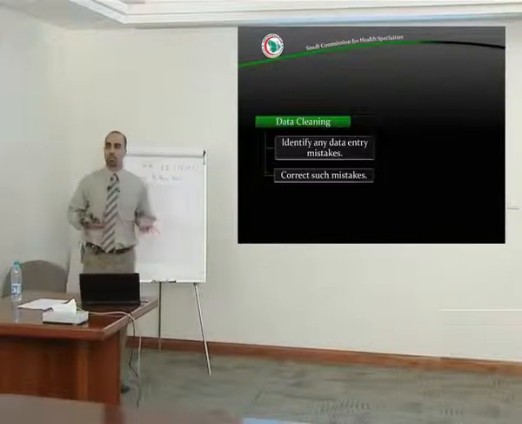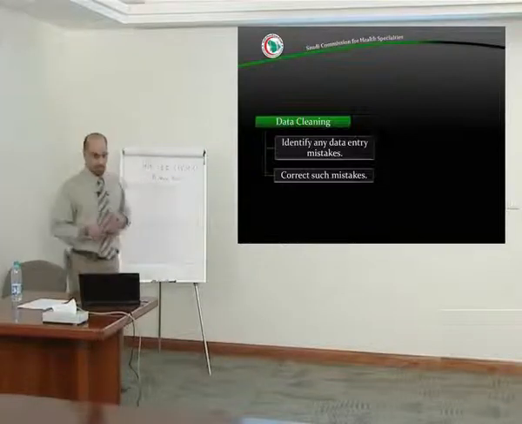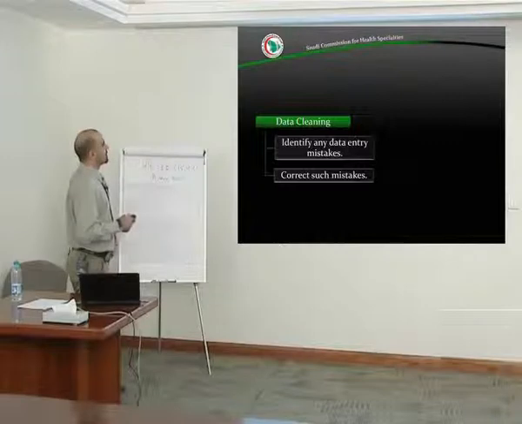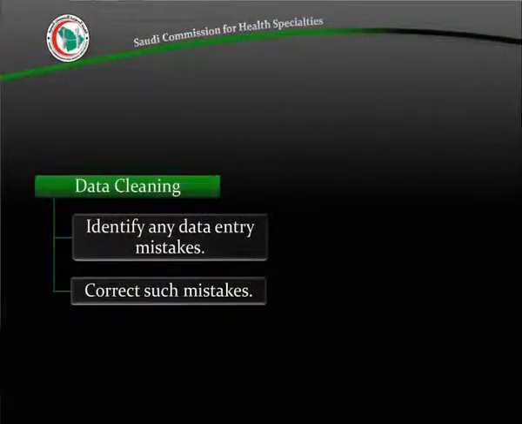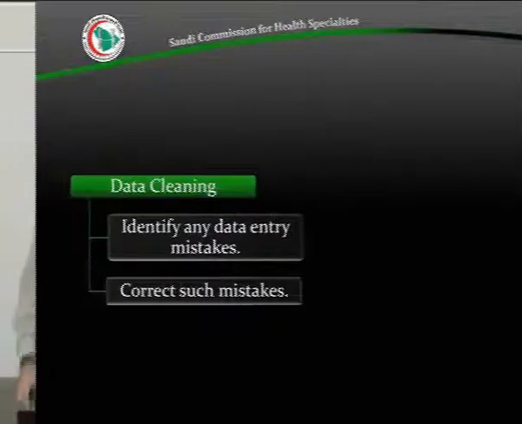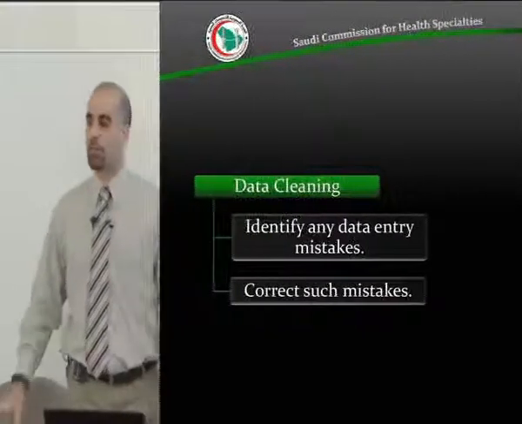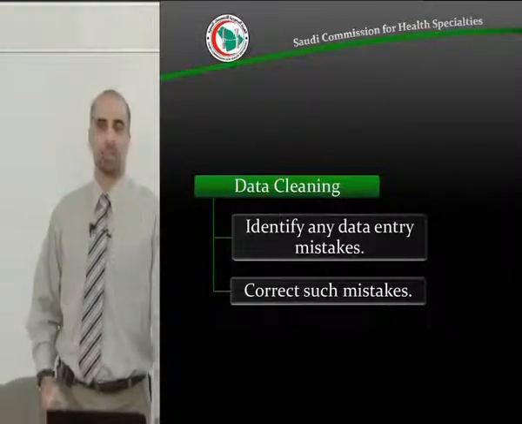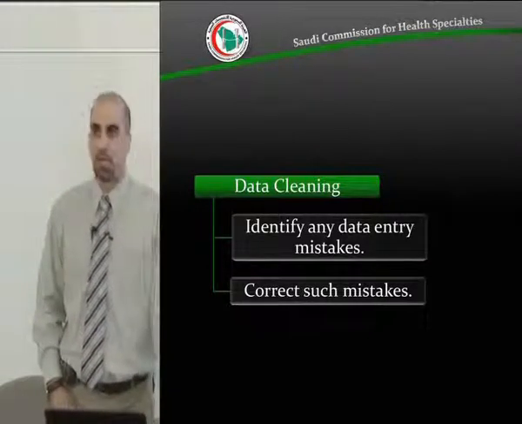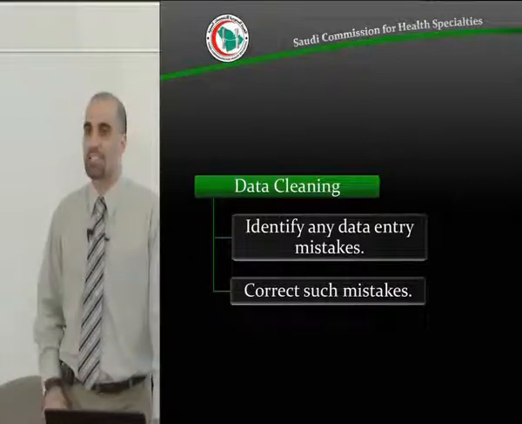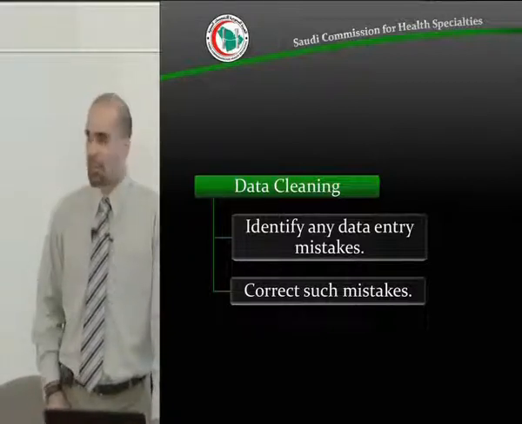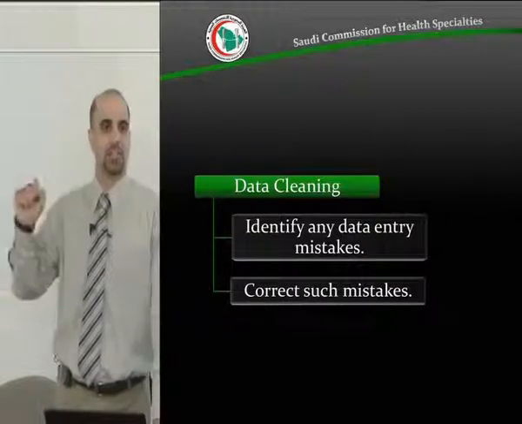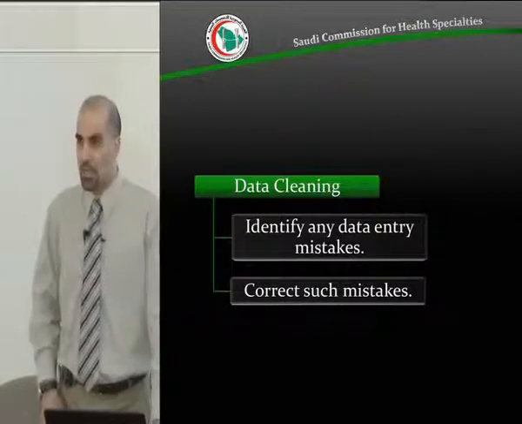I have to make sure that the data is clean. What does it mean? Data cleaning means that I have to identify any data entry mistakes and correct for such mistakes. For instance, if I look at the data, I might find age to be 170. How come? Because maybe the patient was 70 years old, but by mistake I put 1 and then 70. So it's a clear mistake.